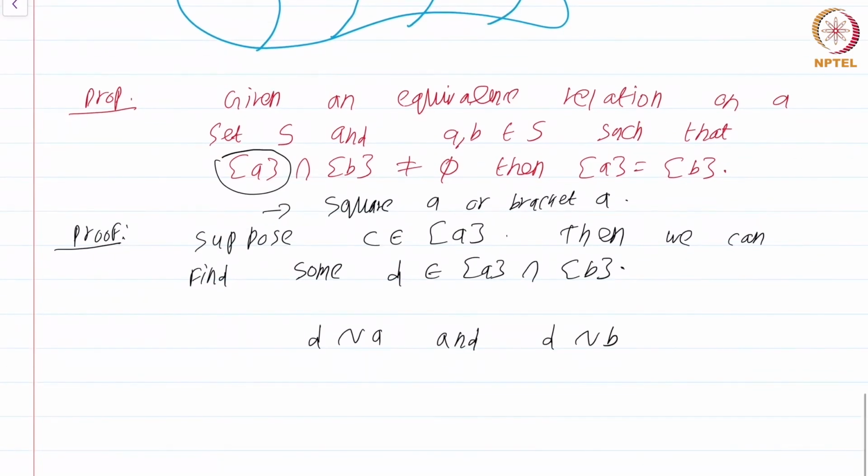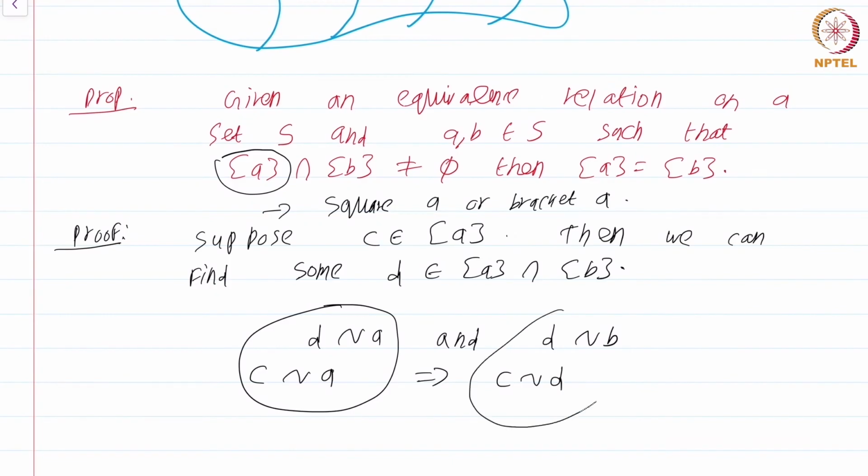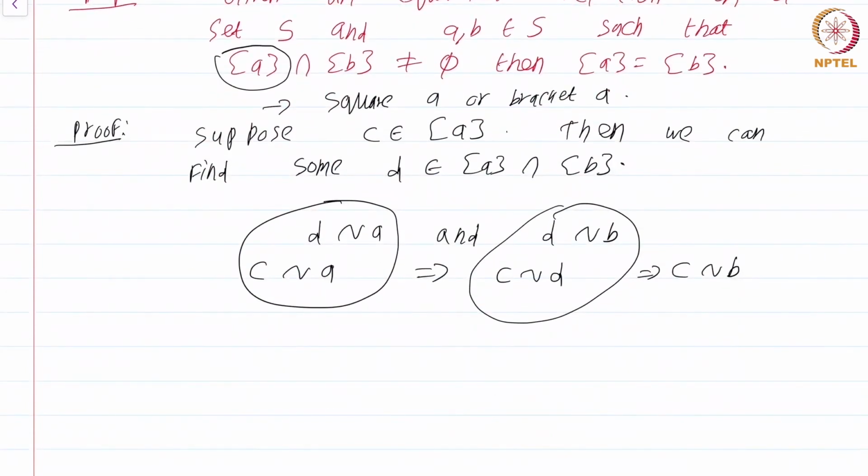Okay. Now C is in [A] just means that C is related to A. Now putting these two together with transitivity gives C is related to D. Correct. Now D is related to B and C is related to D means that C is related to B, again by transitivity. Okay. So what does this show? This shows that C is an element of the equivalence class of B.